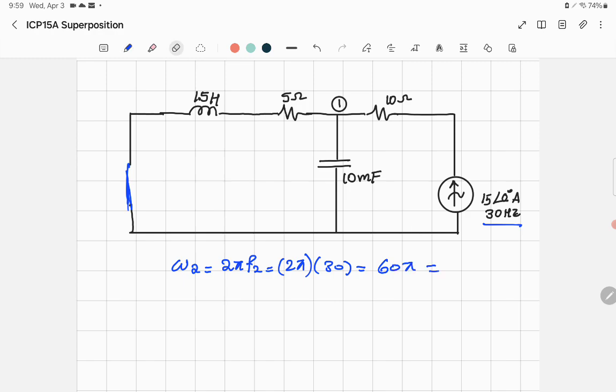I will leave it as pi. I'd like to save time all the time. Why do you want to do it? When you do it in the calculator, it will calculate. Okay, that's omega 2.